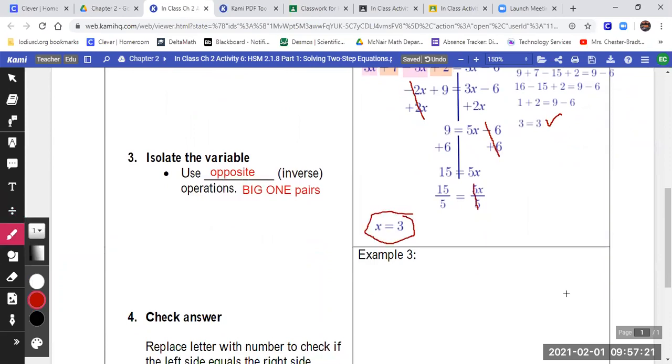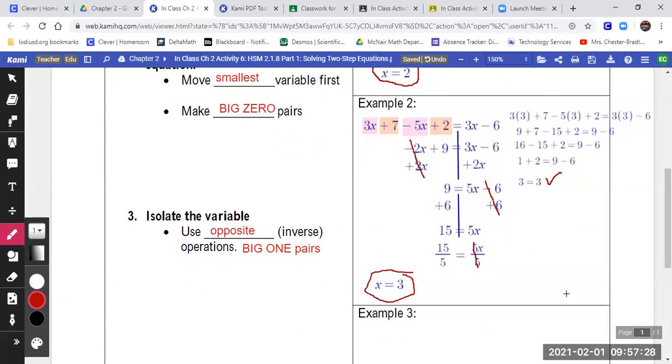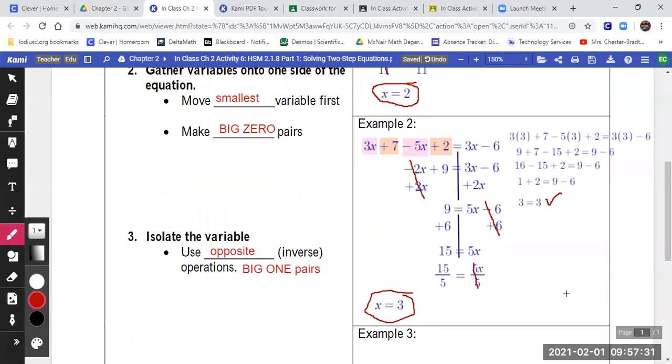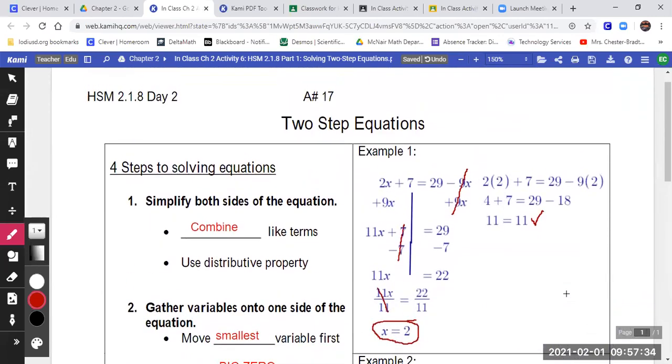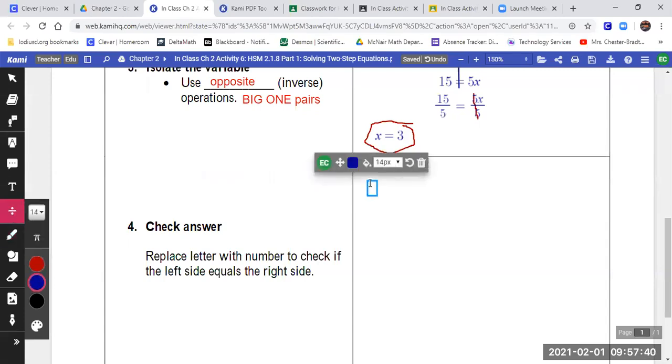All right, so we did one that just had variables on both sides and we did one that we had to combine like terms with variables on both sides. The only thing we haven't done yet, and it was mentioned back here in step one, use the distributive property. So we're going to be doing one that has the distributive property in it. 2 times 3x plus 7 equals 4x plus 21.